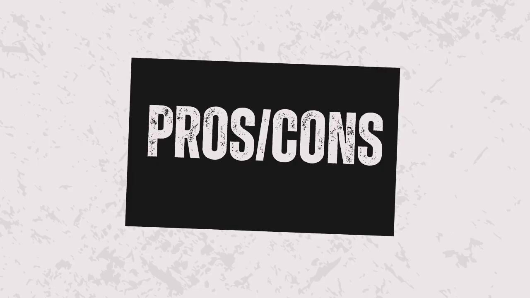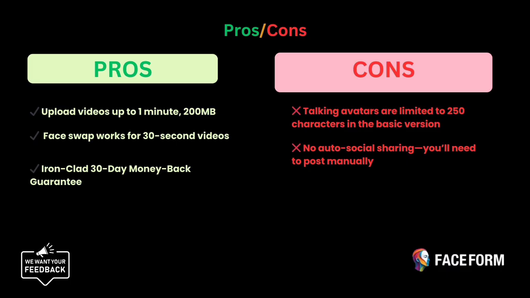Let's talk about the good and bad, I mean pros and cons. On the pros side, you can upload videos up to 1 minute with 200 megabytes, and face swaps work for 30 second videos. And third, this product comes with a 30 day money back guarantee. And on the cons side, talking avatars are limited to 250 characters in the basic version, and there is no auto social sharing or social media integration. You need to post your generated content manually.